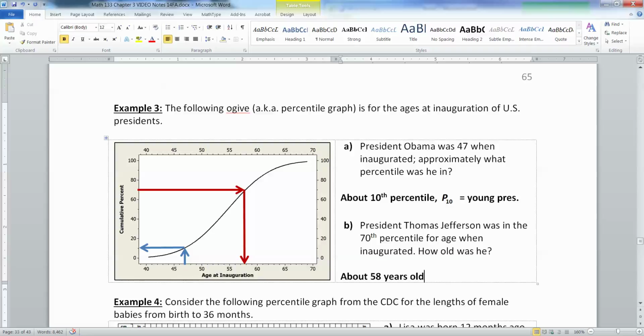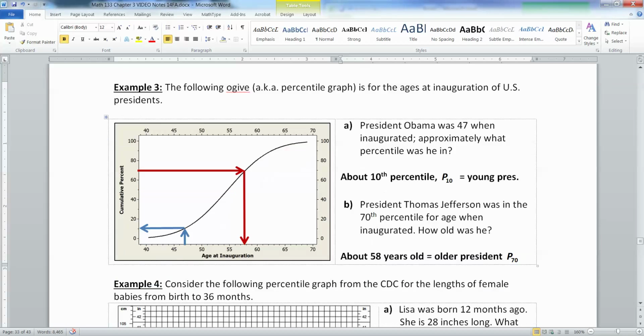So what I did was I started at 70 over here with this arrow, and I go straight horizontally to the curve. And then I take my pencil, arrow, whatever, and I draw straight down or straight up. It actually would work either way in this case. And I see how old he was. It hits at about 55, 56, 57, some really close to that 58 mark. So I said he was about 58 years old. And he was an older president because he's in P70.